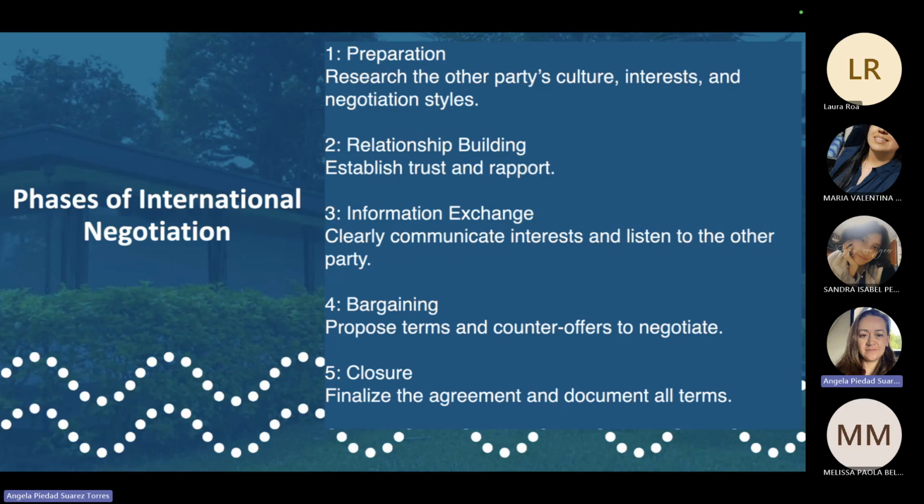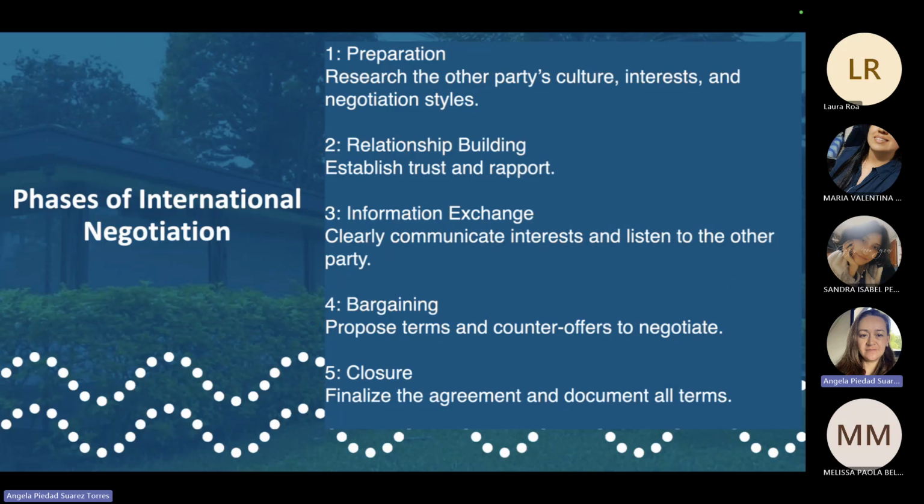In phase 4, we go to bargaining, which is important in some cultures and in some others no. It means to propose terms and counteroffers to negotiate. There are some cultures where if you say that the cost of that element is 100 pesos, that's it. But in some others, you have to say that it's 400 to finally get to 100, for example. So it depends on the culture of bargaining that the other part or we are used to having.